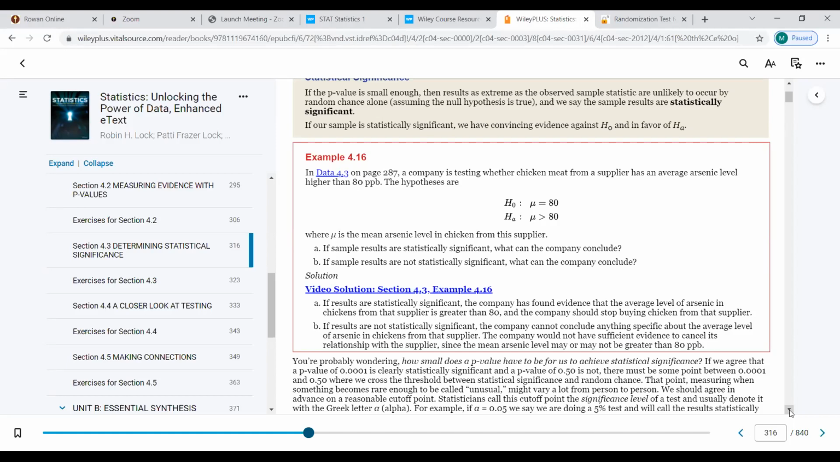So anyway, the null hypothesis is that the mean level of arsenic is 80 parts per billion, and the company is interested in whether the alternative hypothesis is true, because if it is true, they don't want to deal with that supplier anymore. And the alternative hypothesis says mu is greater than 80. All right. So let's actually go back to StatKey. We'll find this particular one.